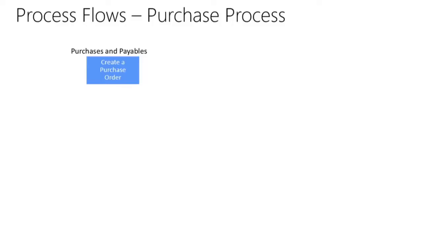In the purchase order, we will select the vendor and, of course, also the items that we would like to buy from this vendor. Once we've assembled all of the information in the purchase order, we are ready to send it to the vendor. We're going to print it and send it via post, or we can also send an email.